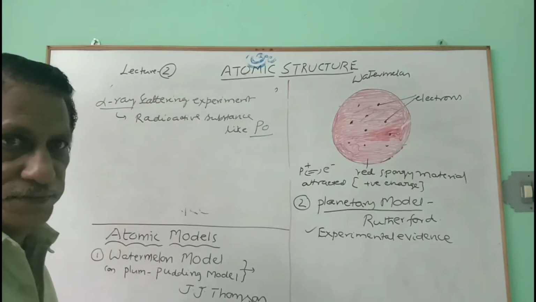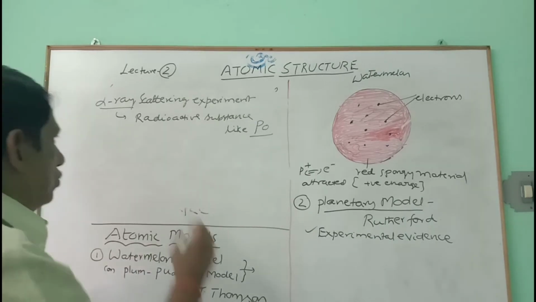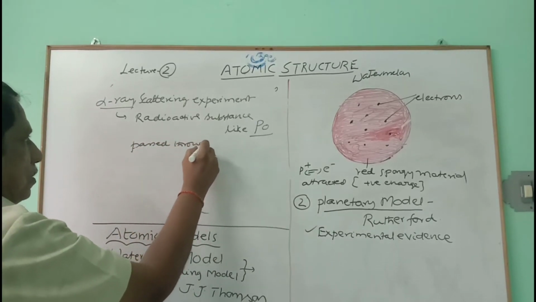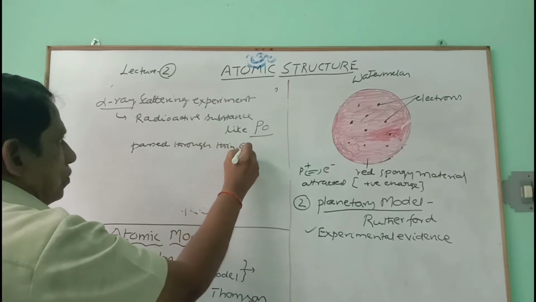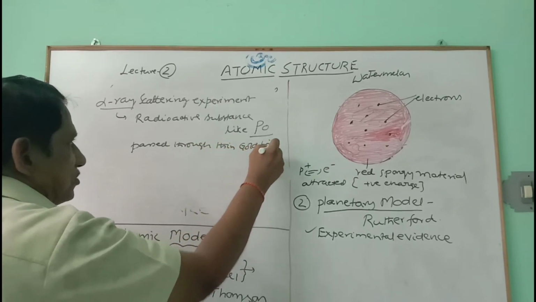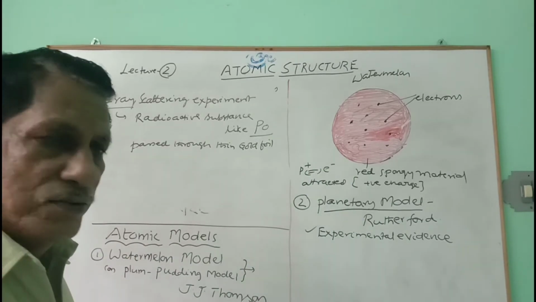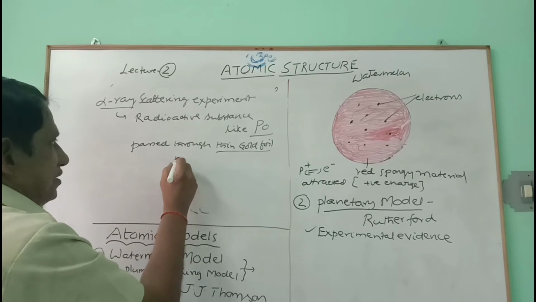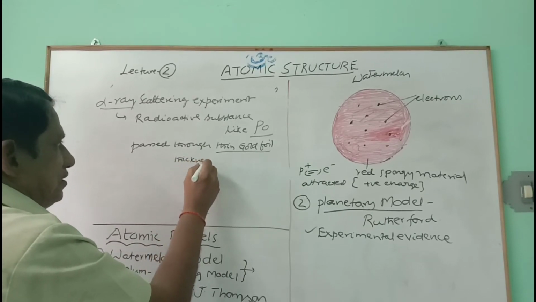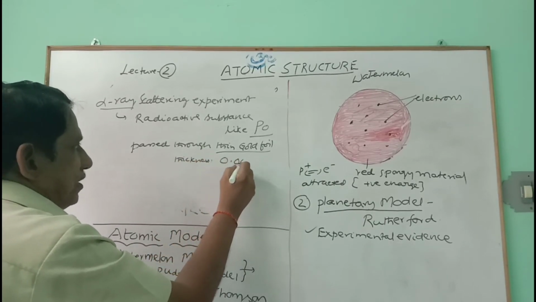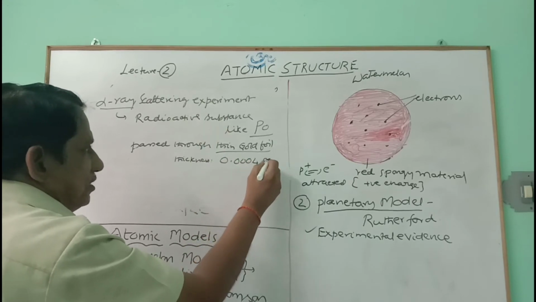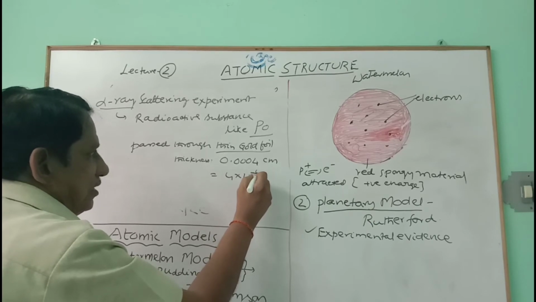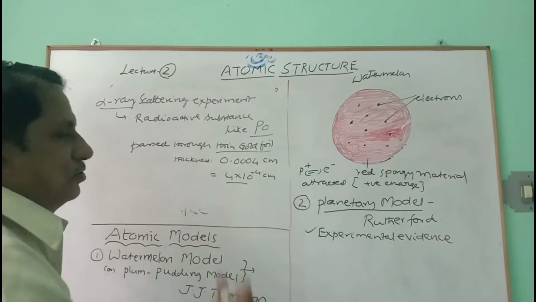Those rays were considered. These are passed through thin gold foil. Once asked in the examination, the thickness of the thin gold foil, how much is it? It is 0.004 cm. This is equal to 4 into 10 to the power minus 4 cm. This is the thickness of the gold foil.